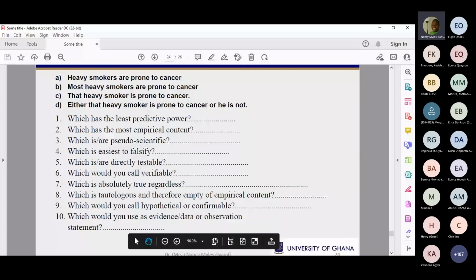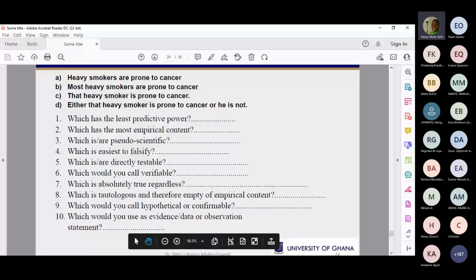Which of them has the most empirical content? I'm referring to question 2 now. It is A. Very good. It's A for apple. It cannot be B if there is an A there. See that? It can't be B if you have an A there. Look at the A. A says heavy smokers are prone. Heavy smokers. That's a universal generalization. So if that one is there, you cannot overlook it and go and choose B. B says most heavy smokers. Most is a statistical generalization.